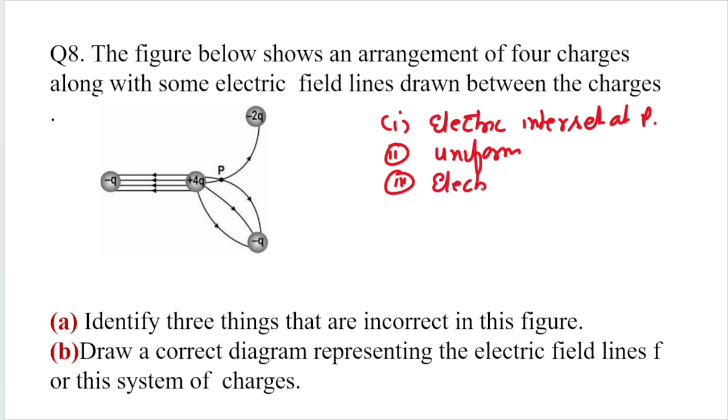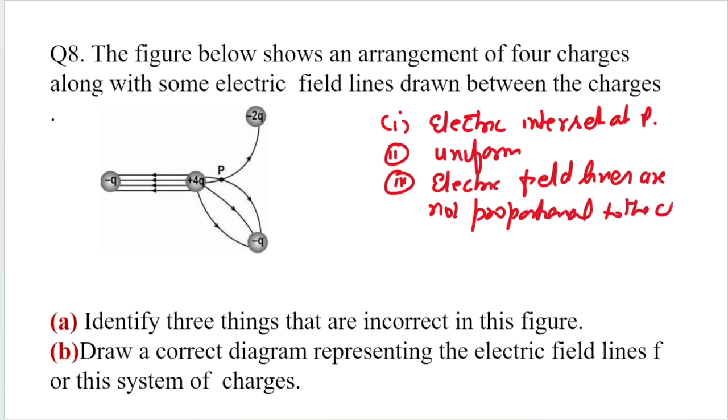Electric field lines are not proportional to the charge, because 4q and minus 2q is greater, so the number of electric field lines is less, only one line, whereas between 4q and minus q the number of lines is 4, so this is the wrong part. Now draw the correct electric field lines.